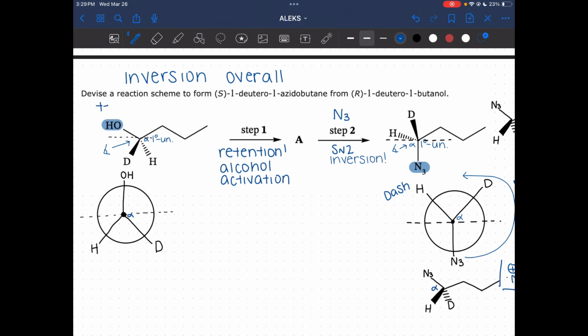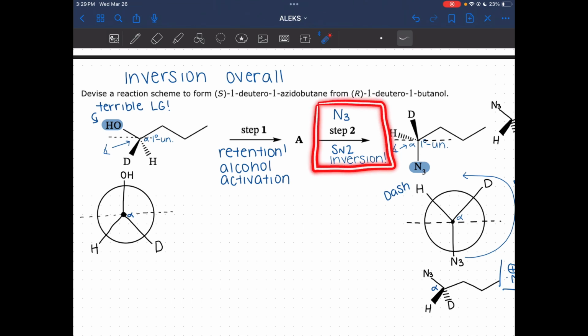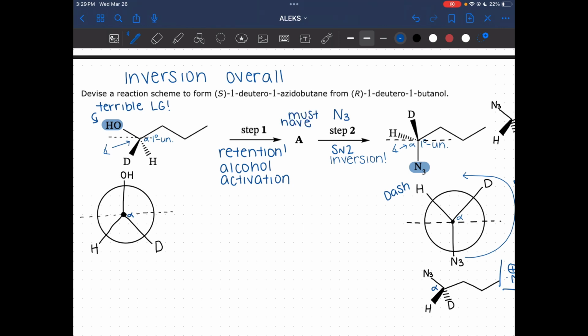Because right now, again, we're dealing with a terrible leaving group here. And if we want to do this SN2 step we see, we know that we need a good leaving group. So this A intermediate must have that good leaving group on it. So what we can do to go from a terrible leaving group to a good leaving group that we know we need in one step? I'm going to write that too right here. So A must have a good leaving group. Is this alcohol activation.